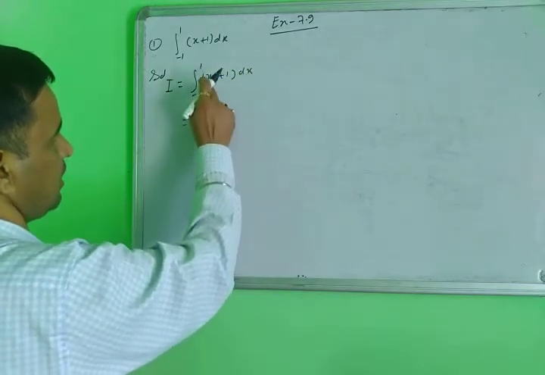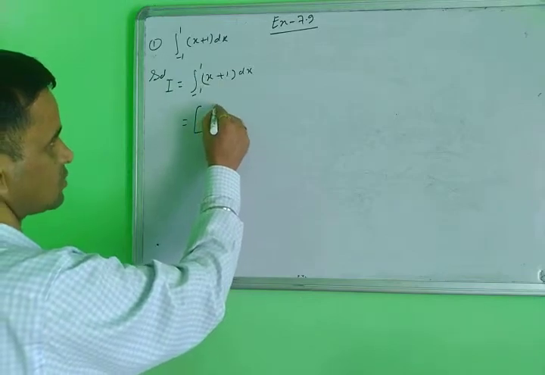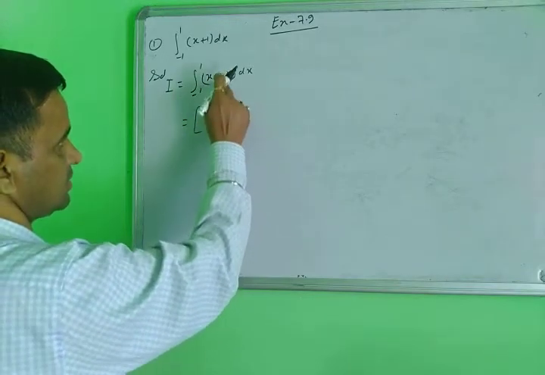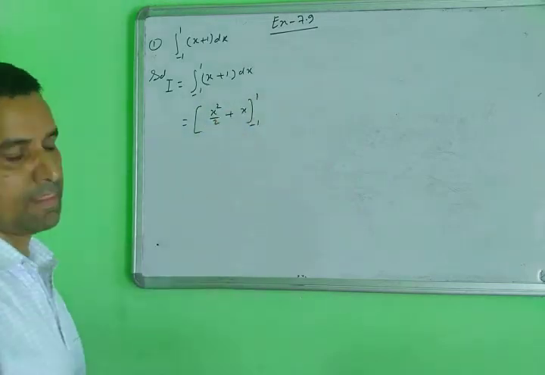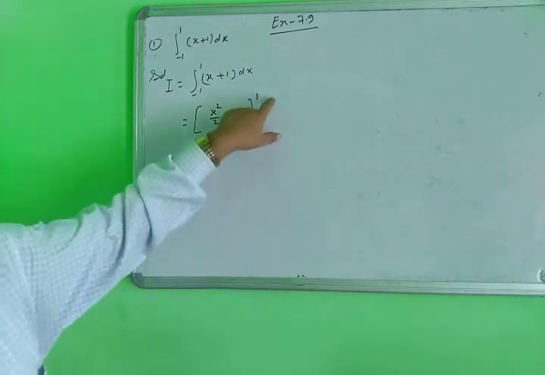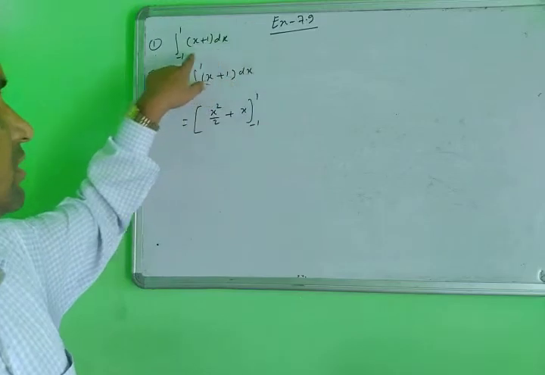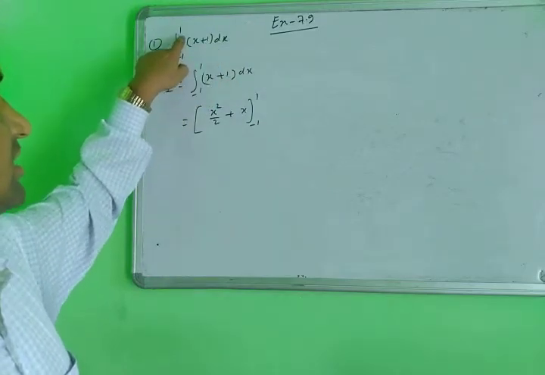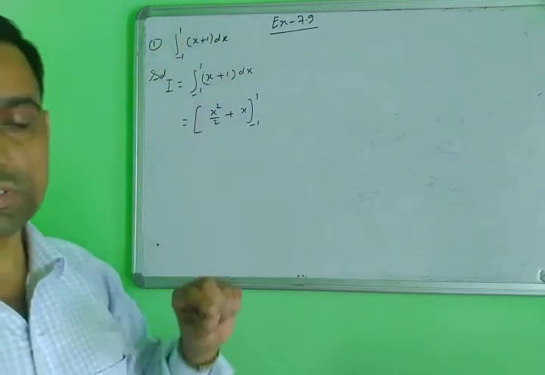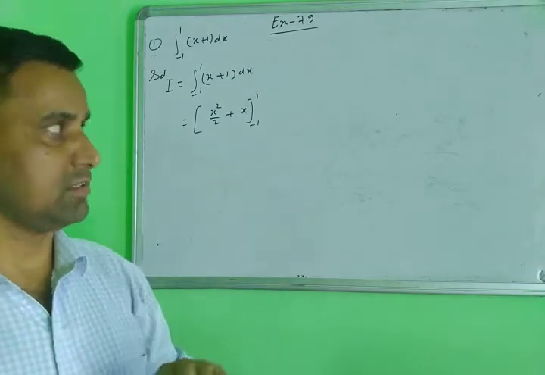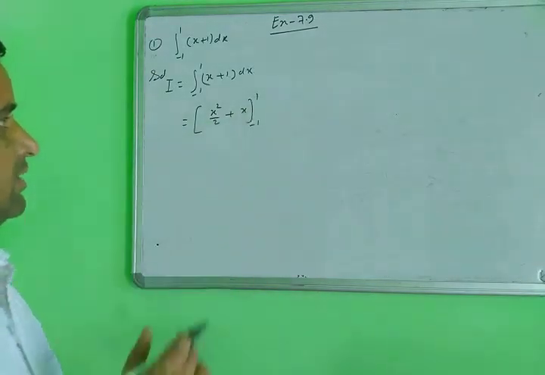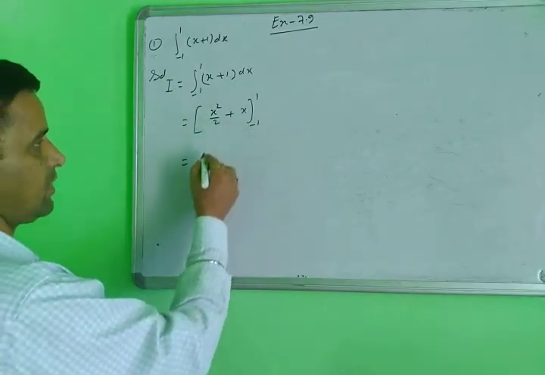What is the integration of x? It is x square upon 2 plus integration of 1, which is x, from -1 to +1. There is no constant here, because this is a definite integral, meaning the integration has limits, so we do not have c here.